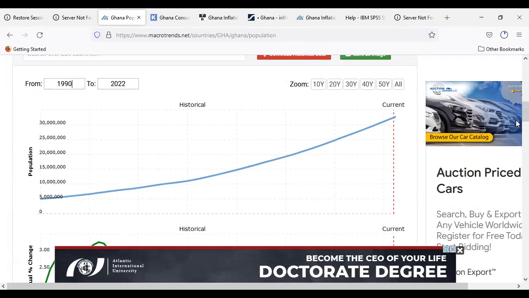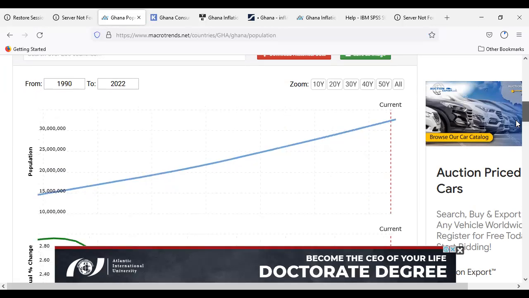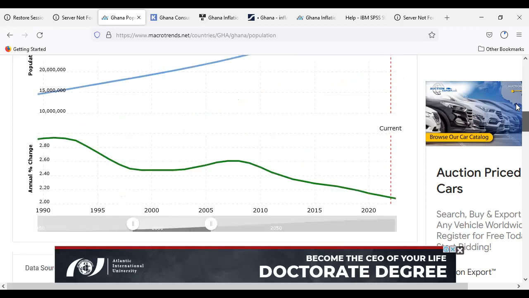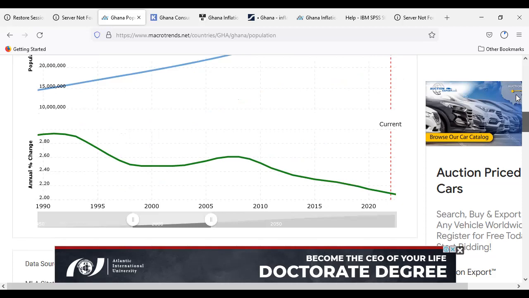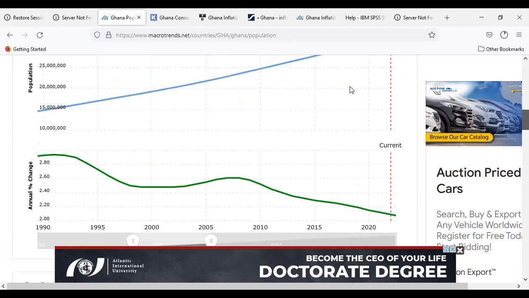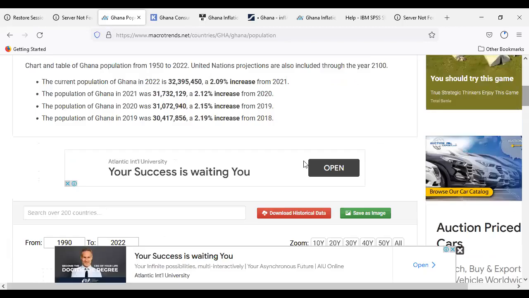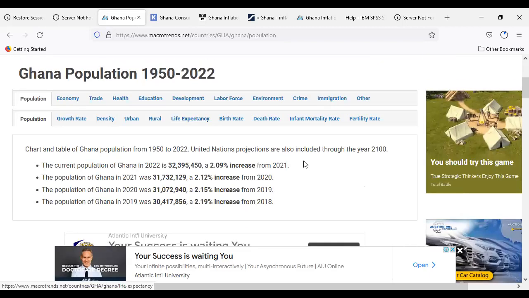Let me just click on that. So it gives us a projection of what we have, just a little over 30 million. The projections are showing us an upward trend in the population size within our country, and these are the rates of change, the rate at which the population seems to be increasing. Now, there are other interesting patterns like life expectancy, which is always of interest to us.